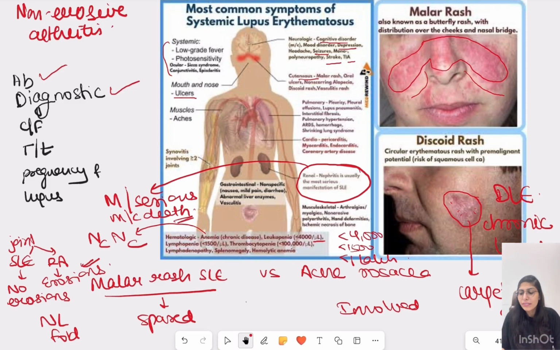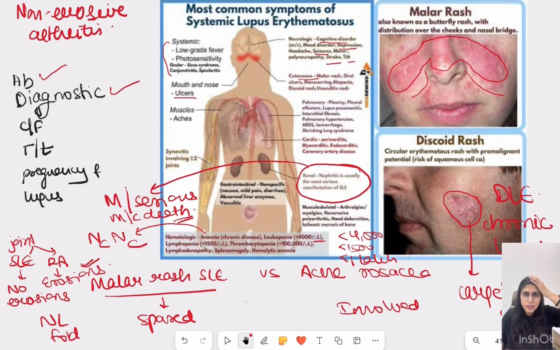But from here, if we start from head to toe, let me revise this for you. If we start from head to toe, please revise with me. Alopecia, take your eyes off the screen and you should remember this right now, right here. Don't leave it for later, memorize it now. So alopecia will be a non-scarring alopecia.